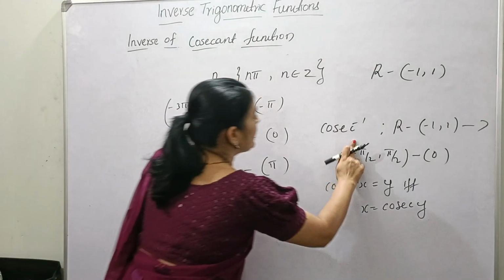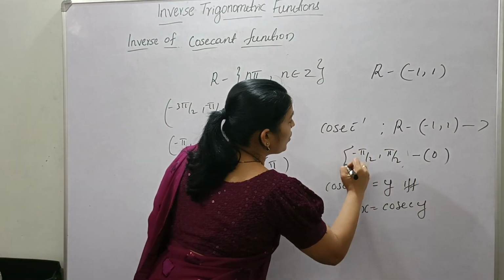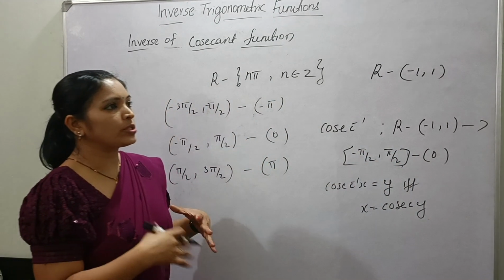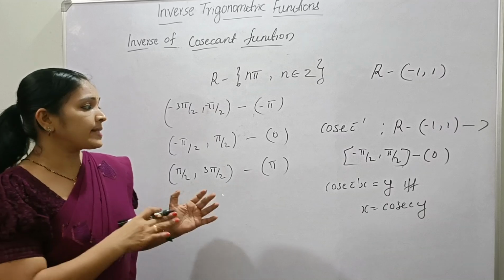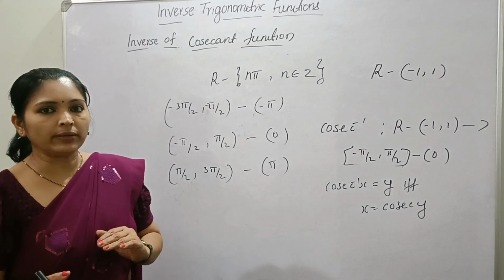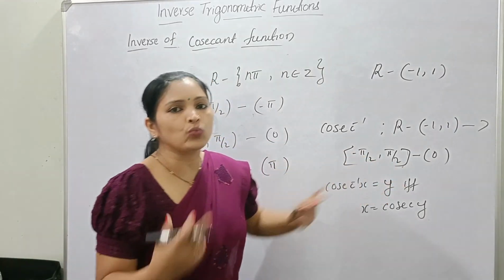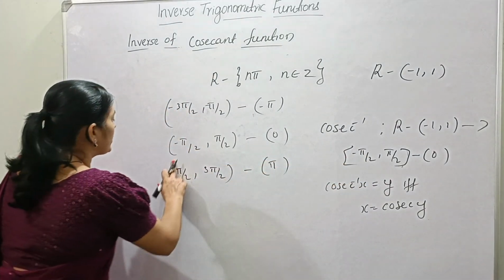Here it is not open interval, closed interval. We know that cosec is the reciprocal of sine. Sine of minus pi by 2 is minus 1, and sine pi by 2 is 1. So that is included.